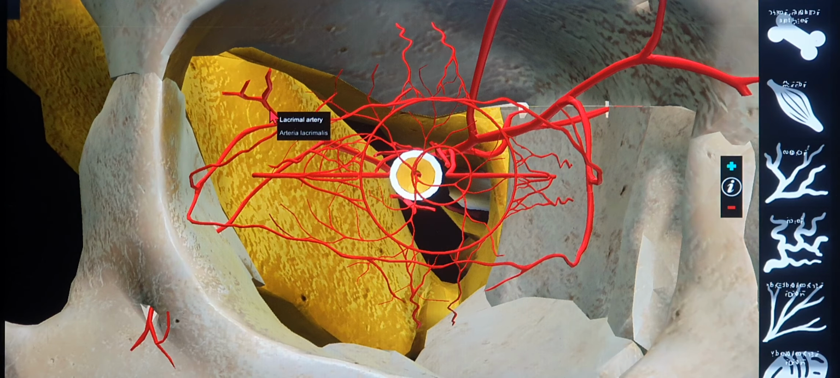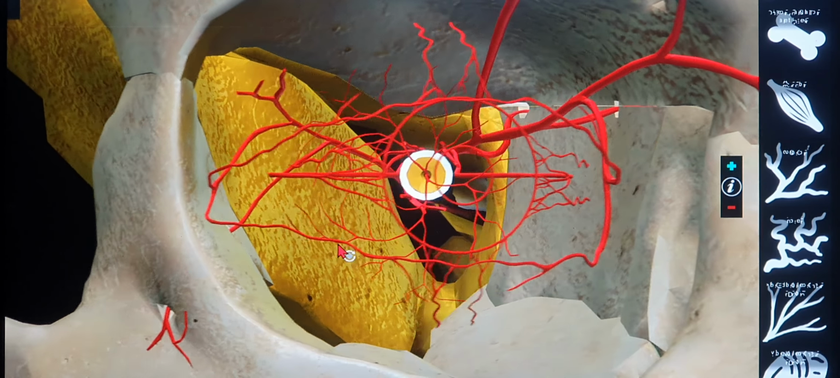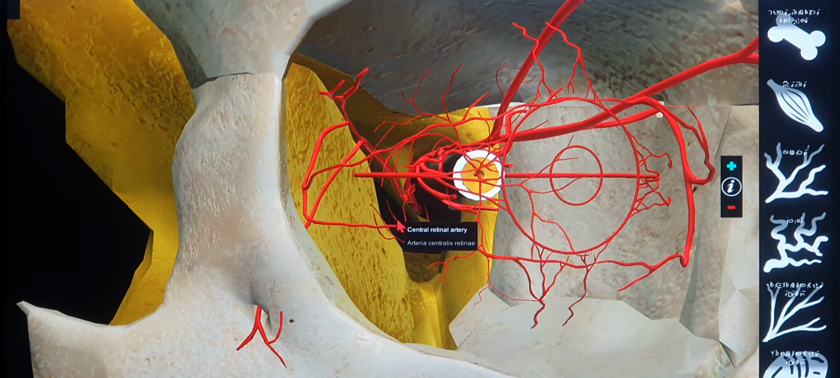And as you can see over here, this is the lacrimal artery. The lacrimal gland lies over here, superior laterally. As you can see, these are all the further branches like the lateral palpebral arteries. This is the superior lateral palpebral artery. This is the zygomatic branch of the lacrimal artery. So all these arteries you can see coursing up like this.